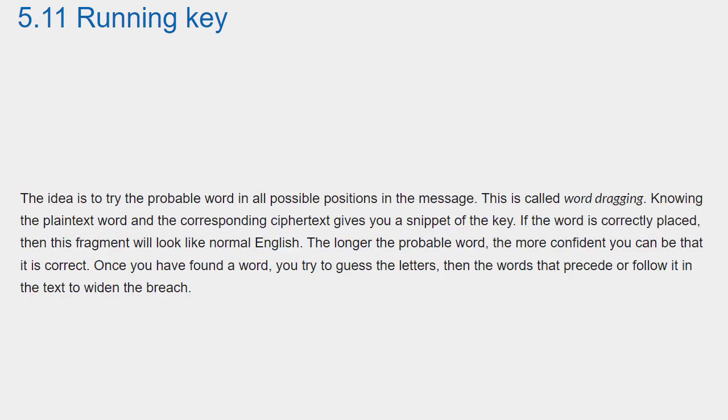The idea is to try the probable word in all possible positions in the message. This is called word dragging. Knowing the plain text word and the corresponding ciphertext gives you a snippet of the key. If the word is correctly placed, then this fragment will look like normal English. The longer the probable word, the more confident you can be that it is correct. Once you have found a word, you try to guess the letters, then the words that precede or follow it in the text to widen the breach.